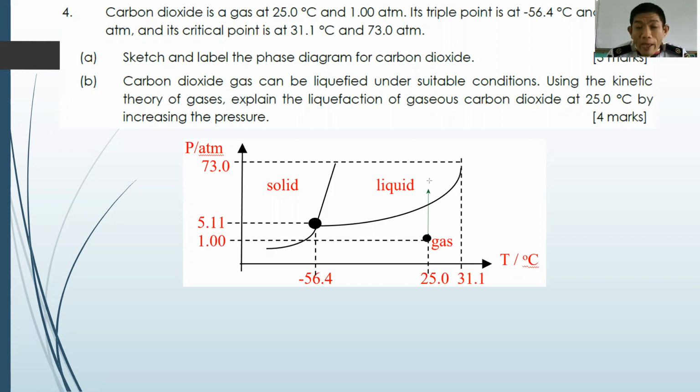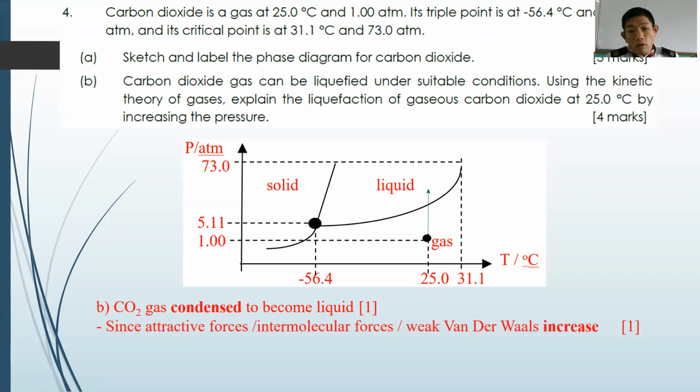So when the gas is under increasing pressure, the distance decreases, so the particles become closer. When the particles become closer, this will increase the attraction forces between the particles and hence cause the gas to undergo condensation. So the first keyword in here is you have to mention that carbon dioxide gas undergoes condensation to become liquid.